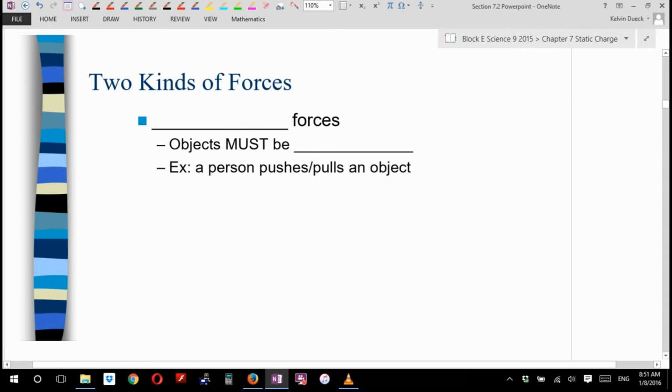We have 2 types of forces. The first type of force is what we call a contact force. And in a contact force, objects must be touching. Here is the very, very basic contact force. If I want to apply a force to Drew, I can either do that, or I can use an intermediary. I can touch him with a second object, where we would call that a contact force.